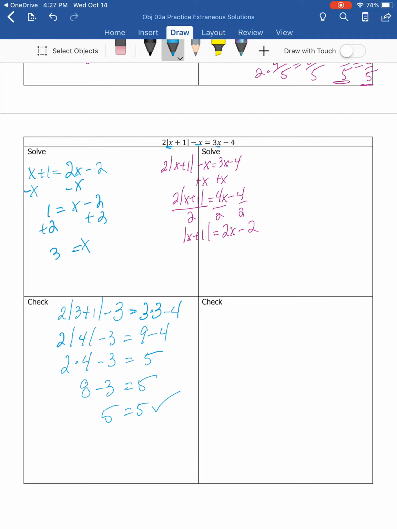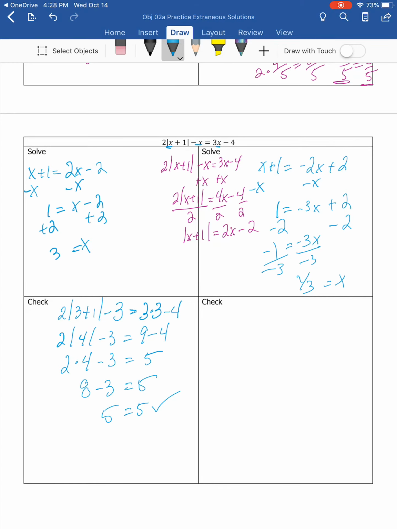Okay, the next one, we do the same thing. x plus 1 is equal to negative 2x plus 2. Subtract x. 1 is equal to negative 3x plus 2. Subtract 2. Negative 1 is equal to negative 3x. Oof, good lord. Okay. 1 minus 2 is negative 1. Divide by negative 3. Divide by negative 3. x is equal to 1/3.